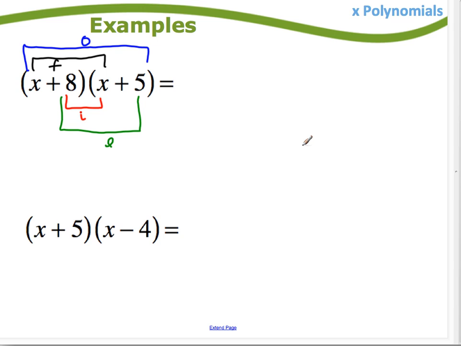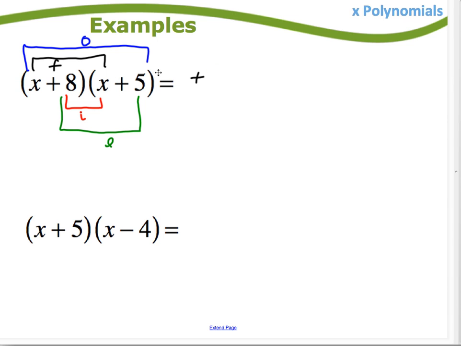Okay, and again, I have to remember Saturday Night Live, or sign, number, letter. Sign, number, letter. Okay, let's do the first one. So x times x, common bases, they're both positive, so it's going to be positive.